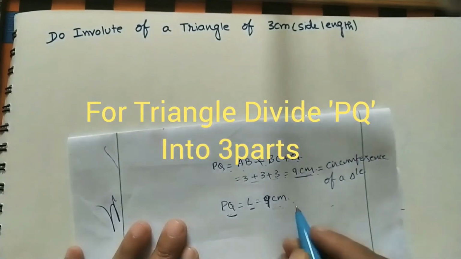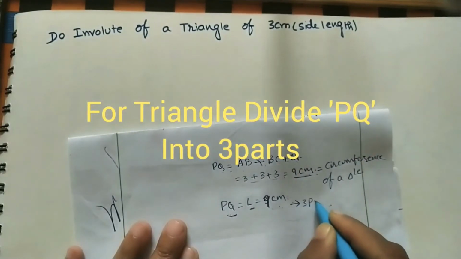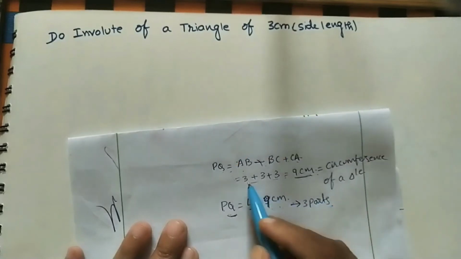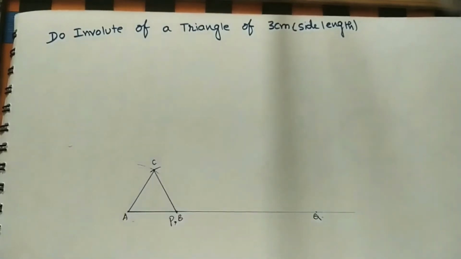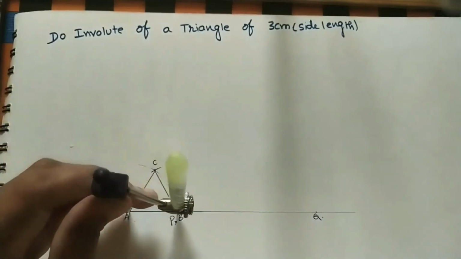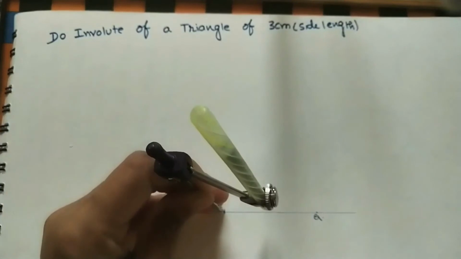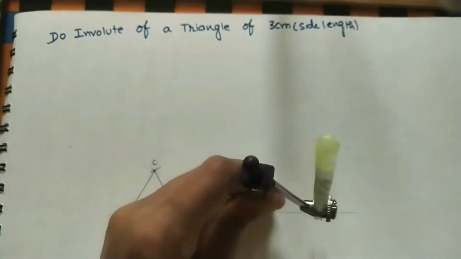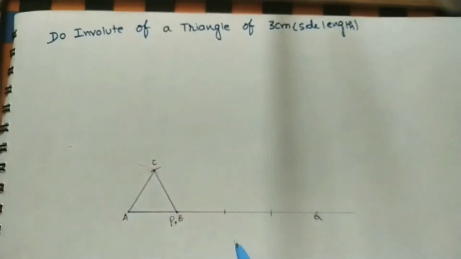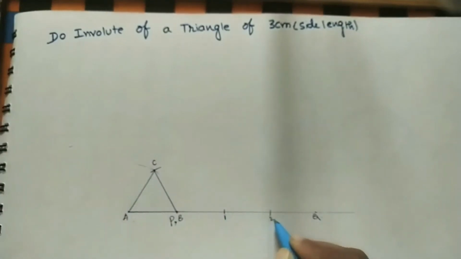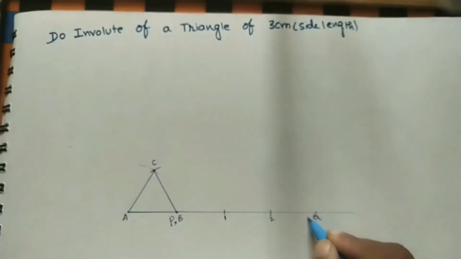How many sides are there? We multiply that by the side distance. So 3 into 30 is equal to 90. Now we divide it into three equal parts. Since the triangle has three sides, we divide that 90 mm length into three equal parts: 1, 2, and P is also 3 dash, or Q dash.